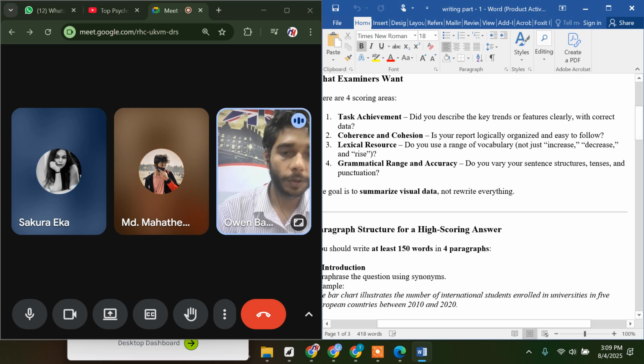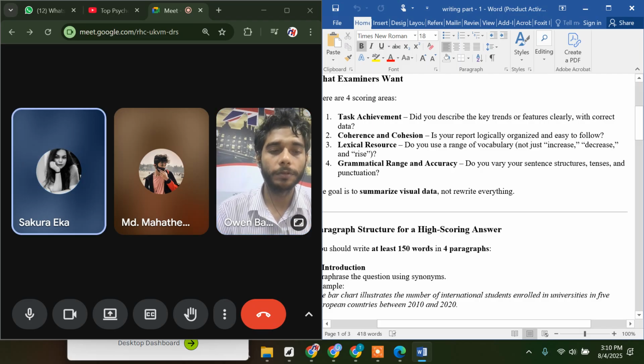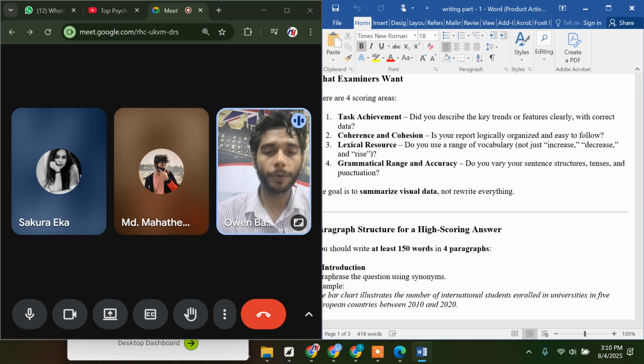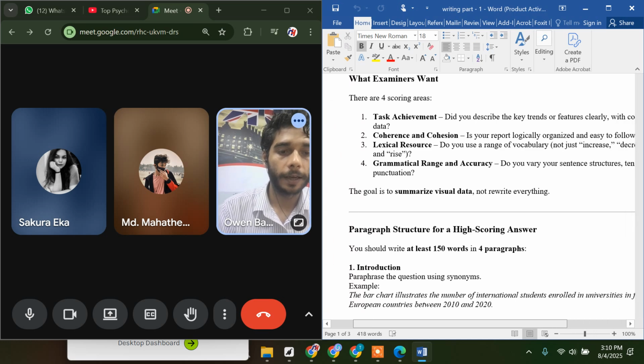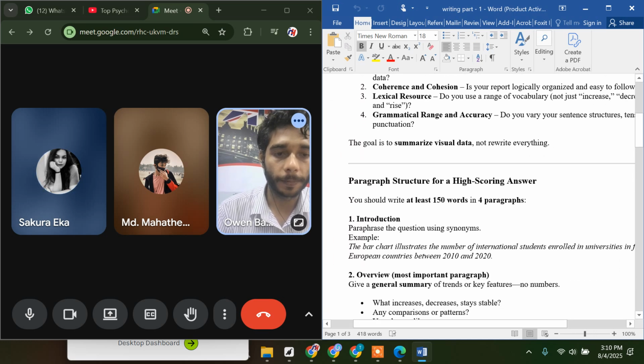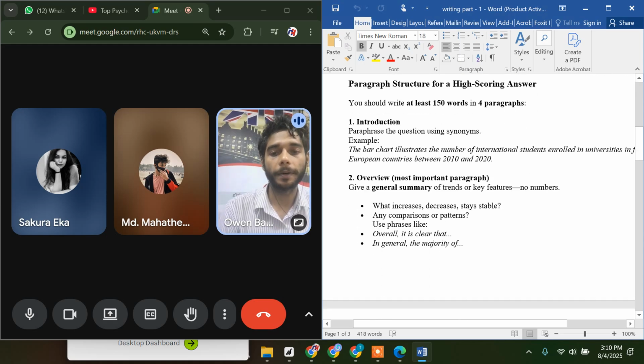Lexical resource: do you use a range of vocabulary, not just increase, decrease, and rise? Do you use vocabulary other than the common ones? It will help to raise the score. Grammatical range and accuracy, of course, are needed in every part. Do you vary your sentence structure, tense, and punctuation? The goal is to summarize the visual data and not rewrite everything. So our goal is to summarize the data.